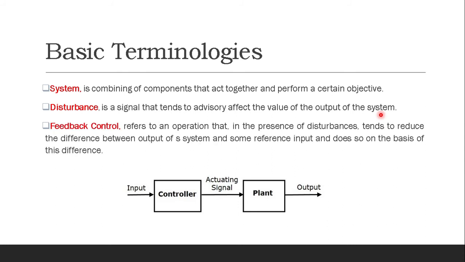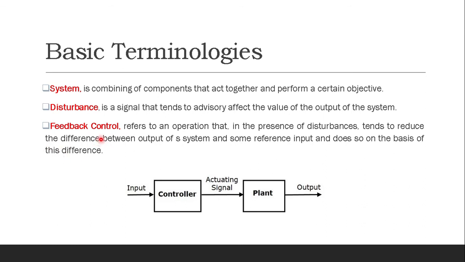Now the next is the feedback control system, or feedback control. Generally it refers to an operation that, in the presence of a disturbance, tends to reduce the difference between the output of the system and some reference input, and does so on the basis of this difference. Here only unpredictable disturbances are specified, since predictable or known disturbances can always be compensated within the system. Whenever some undefined or unpredictable disturbance is there, we have to deal with it. So feedback control is nothing but the closed loop control system.